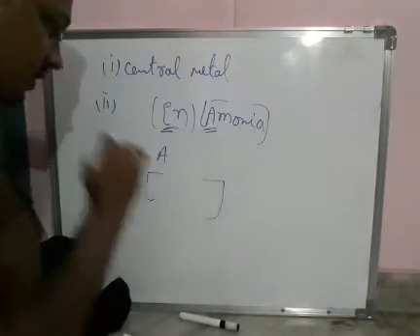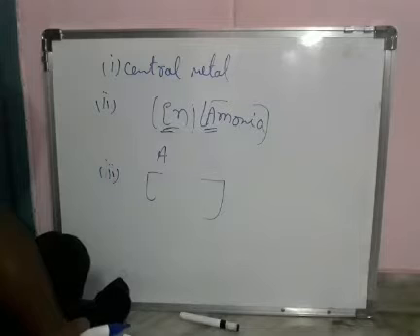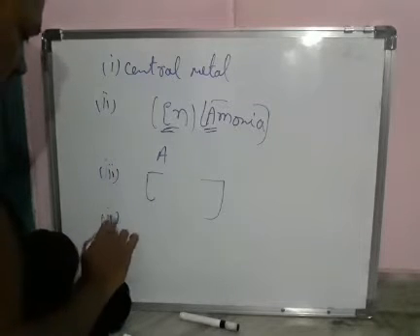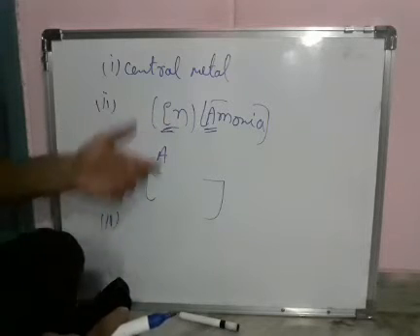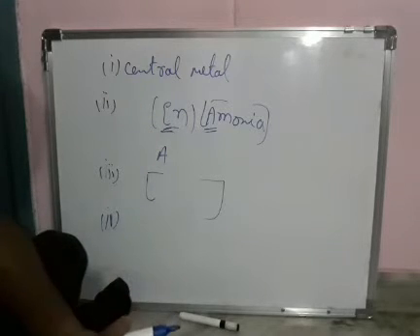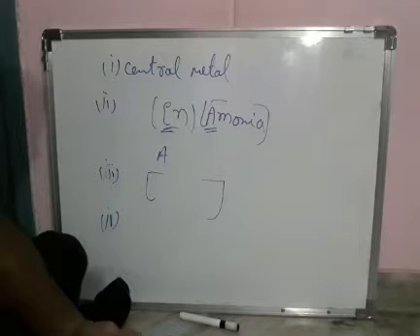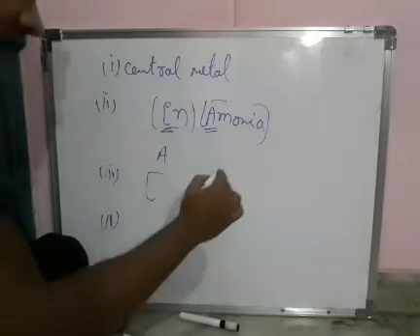It is enclosed with square brackets. That is the third point. And the fourth point is, when we write the molecular formula without counter ion, the charge on the sphere must be mentioned.